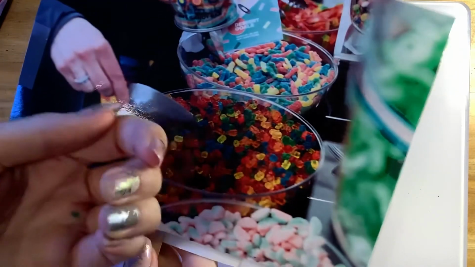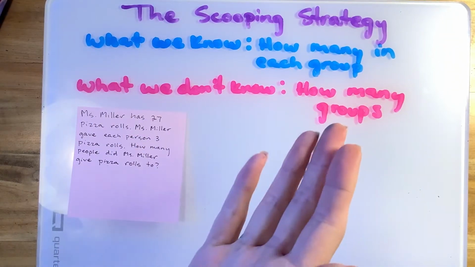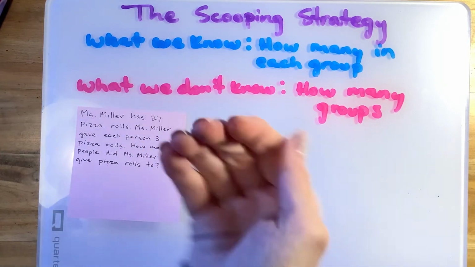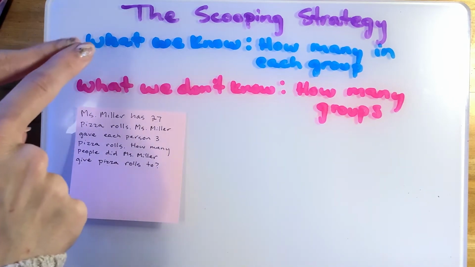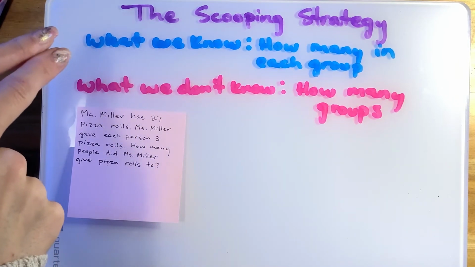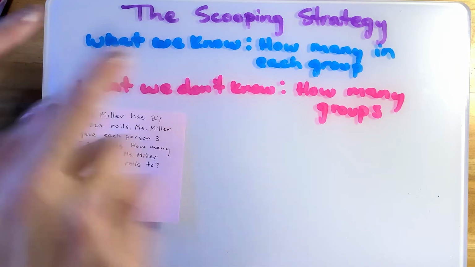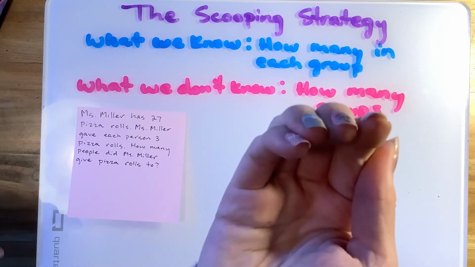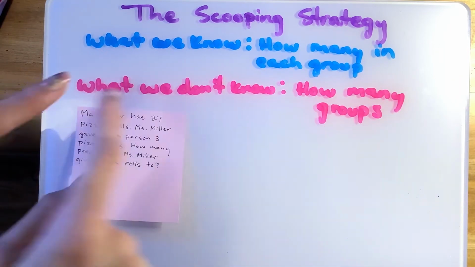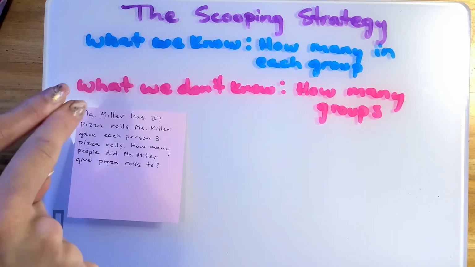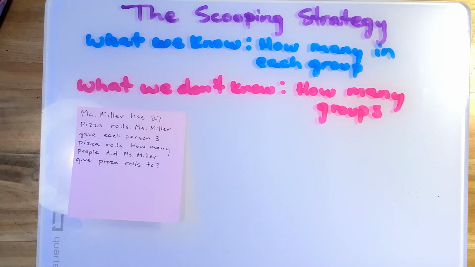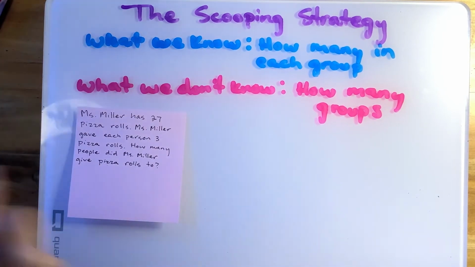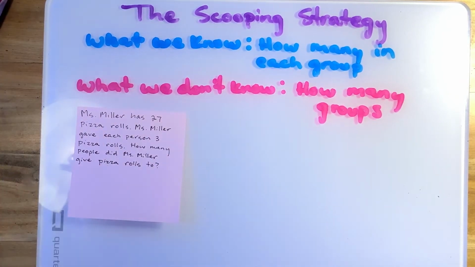We take a scoop of candy and we do the same thing, not with candy, but with this strategy. We take a scoop of a certain amount each time. So the things that we know in the scooping strategy, we know how many is in each group. So we know how many to scoop out each time. We know how many is in the group. What we don't know is how many groups we're making. Okay, I'm going to read the story problem. I kept the numbers the same so that we can really see the difference between those two.